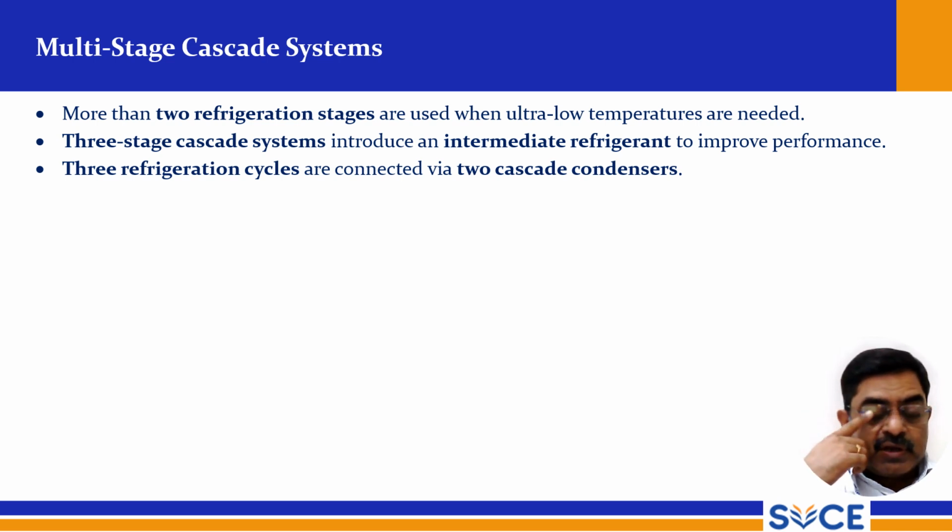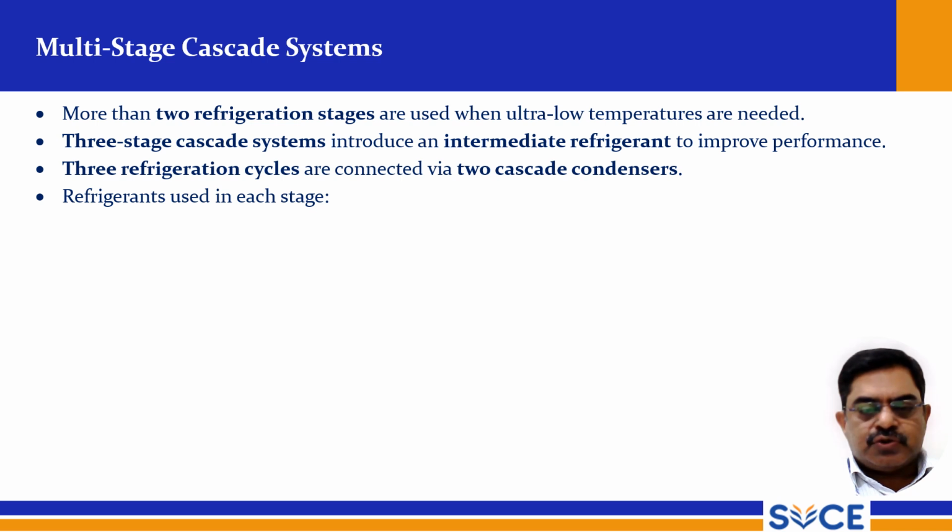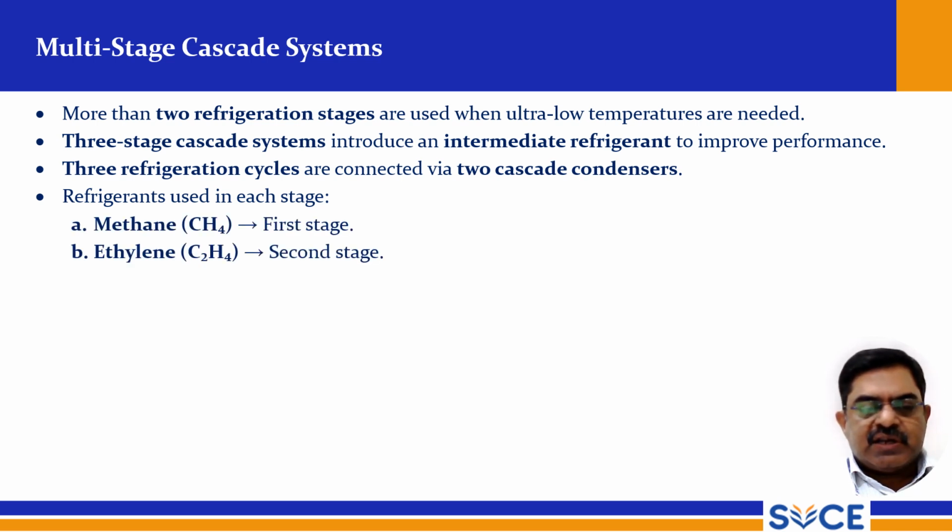In the earlier case we had only one cascade condenser, that is the condenser of the low stage and the condenser of the high temperature stage, and both act as a heat exchanger there. Similarly here we are going to use two cascade condensers. Refrigerants used in each stage: methane in the first stage, ethylene, that is C2H4, in the second stage, and ammonia, that is NH3, in the third stage.